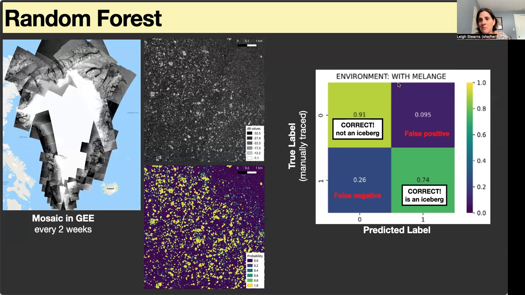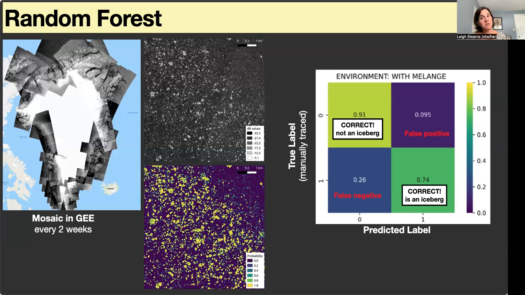When we don't consider the melange, which as glaciologists we're interested in, but the rest of the community probably isn't, so if we can just cut that part out, then our true positives do increase to roughly 80%, which is really pretty good. Again, this involved a lot of tricks with the training data.